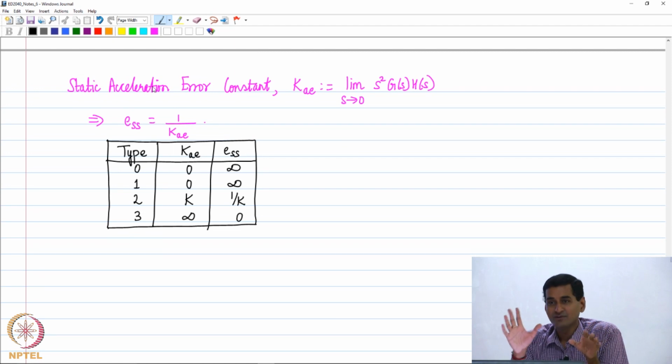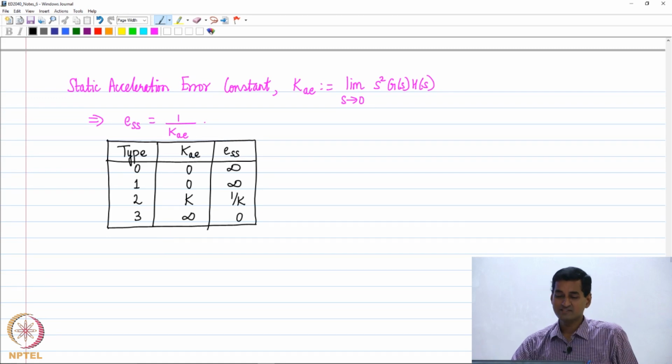You need an integral controller only if we do not have a 1 by s term in the plant transfer function to begin with. So at the end of the day, we need a type 1 system if we want zero steady state error while tracking a step input. That's one thing. And I also wanted to introduce these terms, the definitions of static position error constant, velocity error constant, and acceleration error constant.